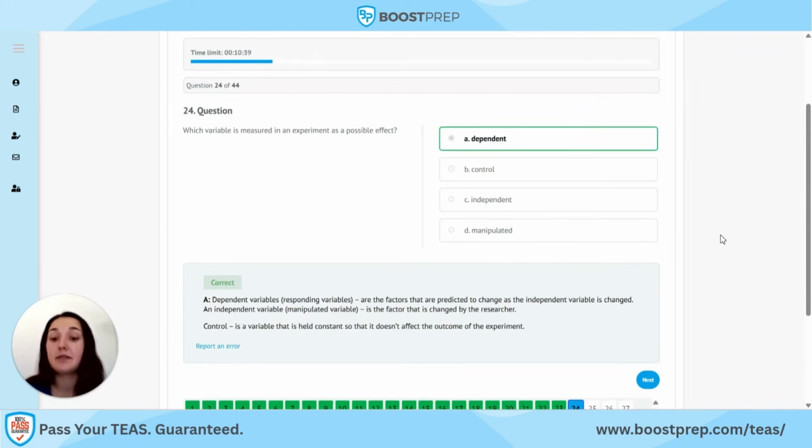So a dependent variable or responding variable are the factors that are predicted to change as the independent variable is changed. An independent variable is what is manipulated in the experiment and is the factor that is changed by the researcher. So the dependent variable depends on the independent variable. The control is a variable that is held constant, so it doesn't affect the outcome of the experiment.